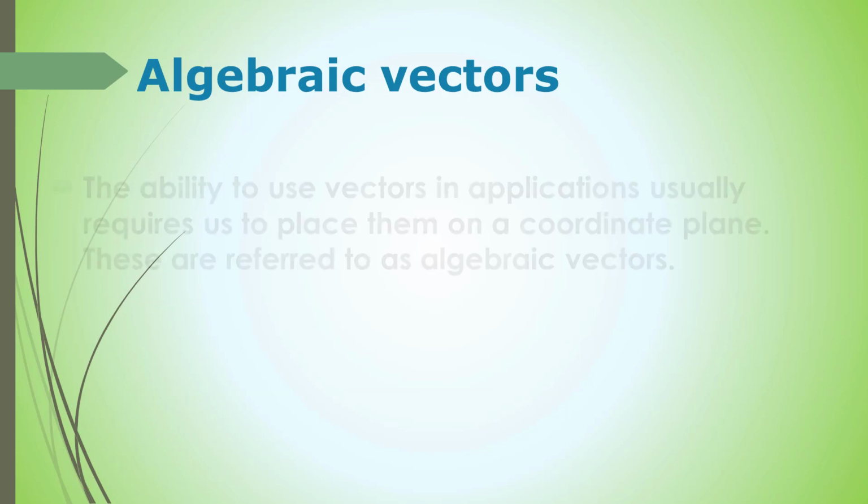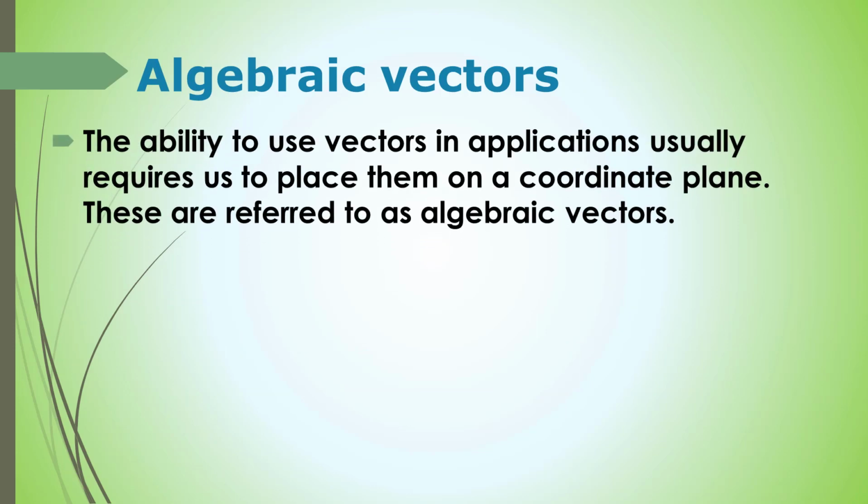And the second type of vectors is algebraic vectors. The ability to use vectors in applications usually requires us to place them on a coordinate plane. These are referred to as algebraic vectors. We are going to put the vectors on a coordinate plane. We are specifying its starting point, we are specifying its ending point, the location of the point. For that we need a coordinate plane. Such types of vectors are known as algebraic vectors. Those which do not need the specification are geometric vectors, and those which need the coordinate system are basically known as algebraic vectors.